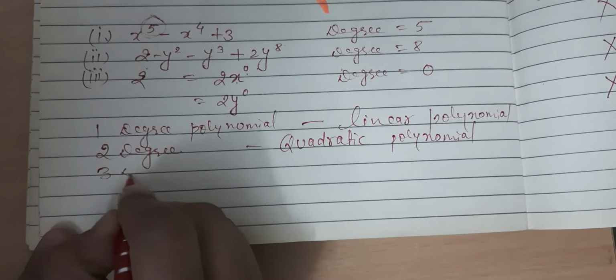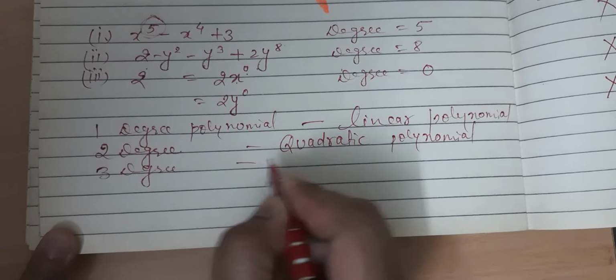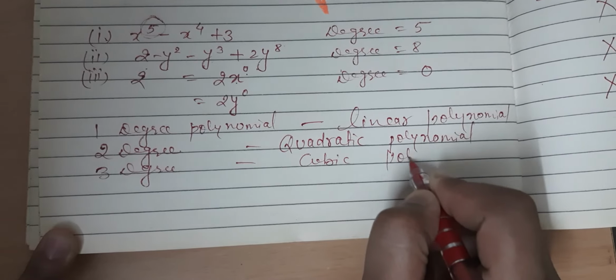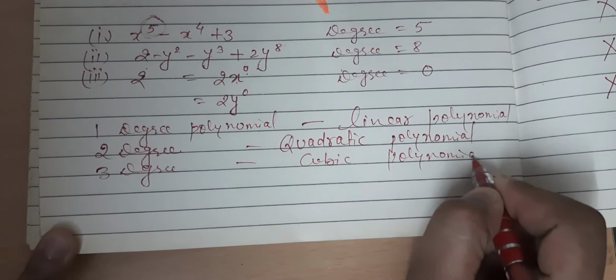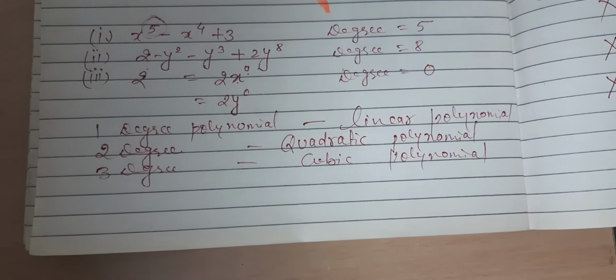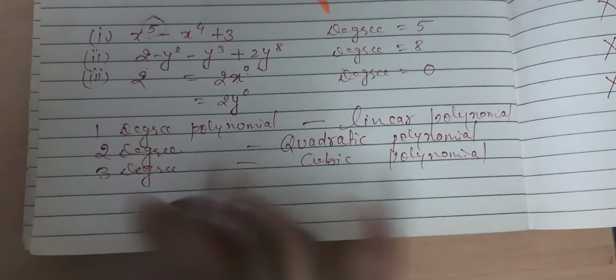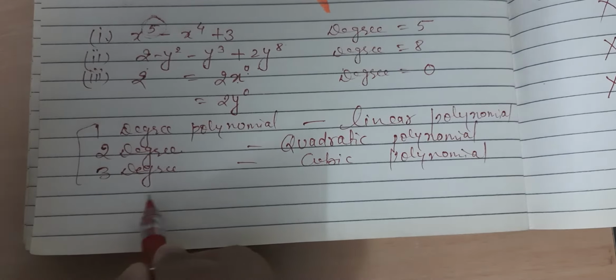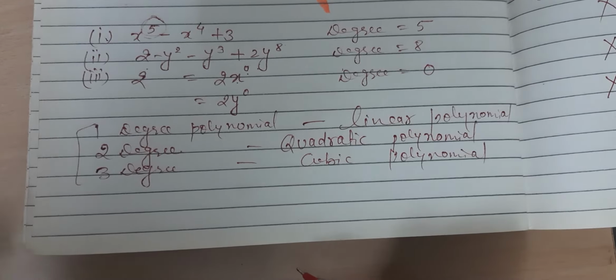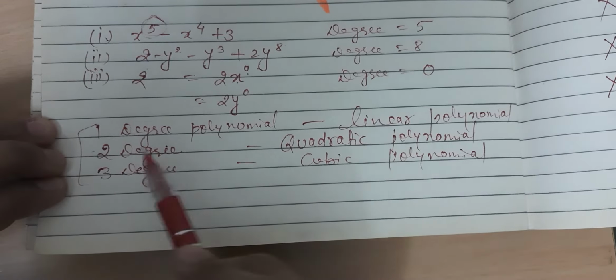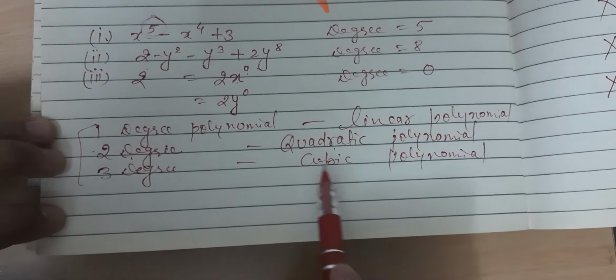And if the degree of the polynomial is 3, then it is called cubic polynomial. Now what if the degree is 4, 5 and 6? In class 9 we learn up to here only. If the degree is 4, then it is called biquadratic, but you just remember these 3. If the degree is 1, then it's linear, 2 then quadratic, 3 then cubic.